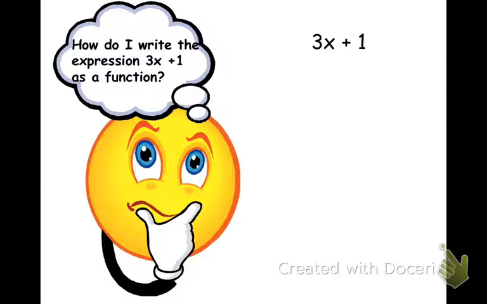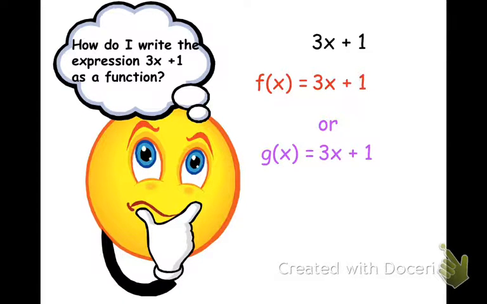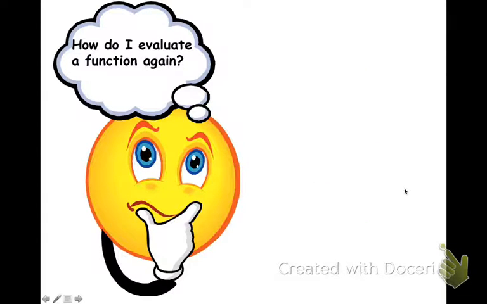We can use any letter. Our more common ones are f and then g and h. So we can write it as f of x equals 3x plus 1, or we can use g of x equals 3x plus 1, or we can use any letter instead of f or g. So again, f, g, and h are the more common ones you will see, and so on, right?